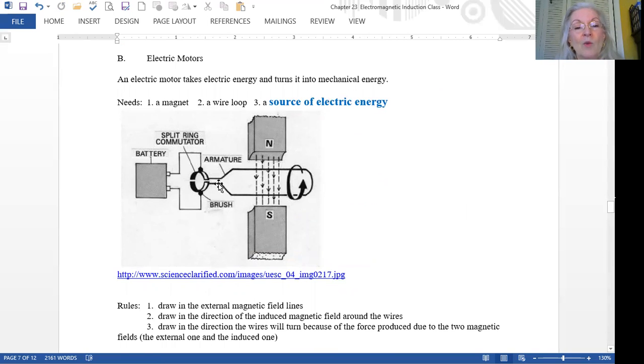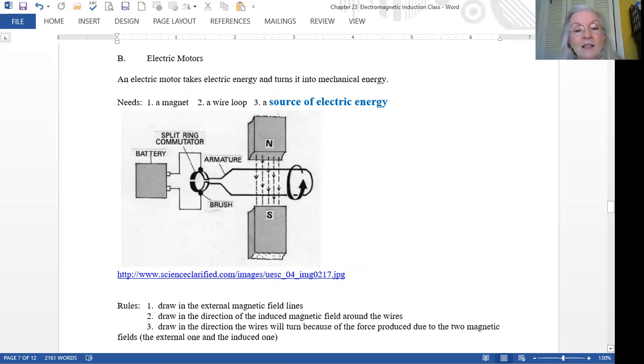So you have your wire loop going. This is an overhead view in the north and the south poles of the outside magnetic field. And you can see it's showing that this wire loop is rotating or spinning in that outside magnetic field.